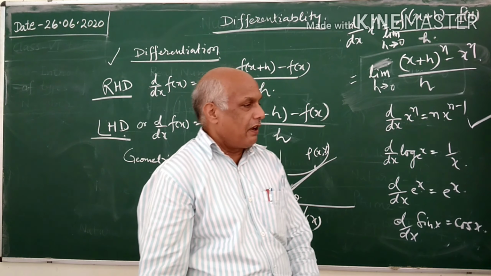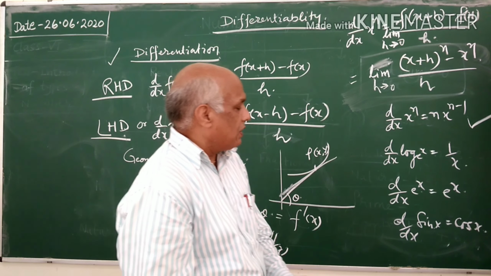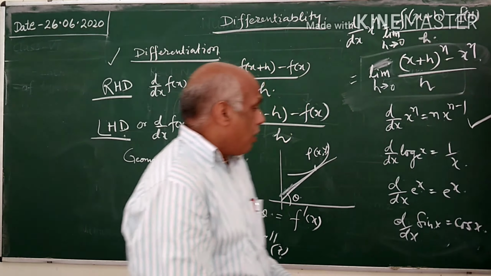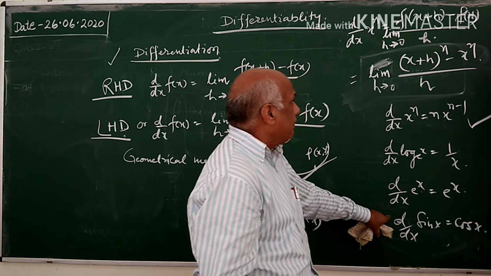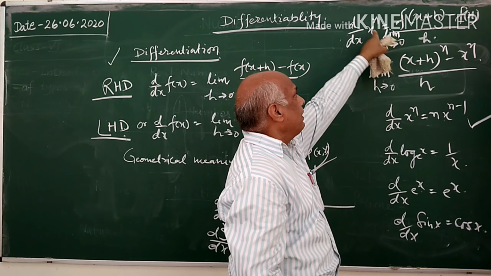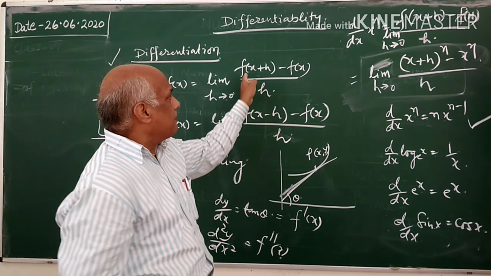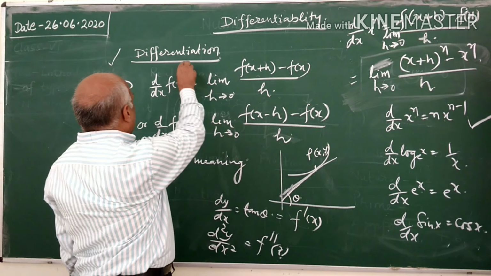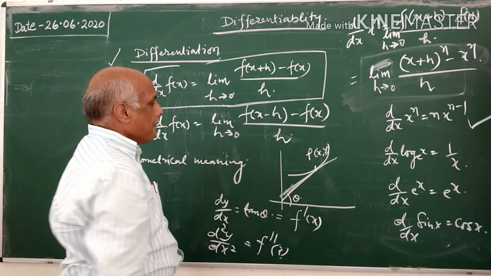In a similar way, we have found out the differentiation of many trigonometric functions: cos x, tan x, sec x, and cosec x. All of these differentiations, how can we find them? That was the fundamental rule of dy by dx of the function: limit h tends to 0, f of x plus h minus f of x by h. So using only this basic rule, we can find out the differentiation of many functions.